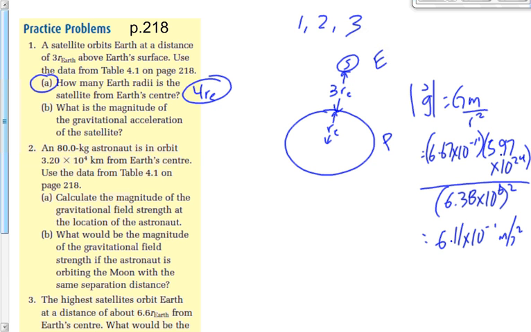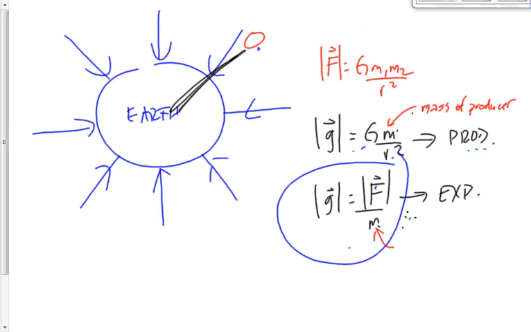If we go back to our field diagram for a second, we said on the very first day that the density of the field lines represents the strength. In other words, the further you are away from the producer, the further away the field lines are from each other, the weaker the field strength is going to be. When we're way, way, way, way, way out here, then the field strength is going to be pretty weak, as we just found.